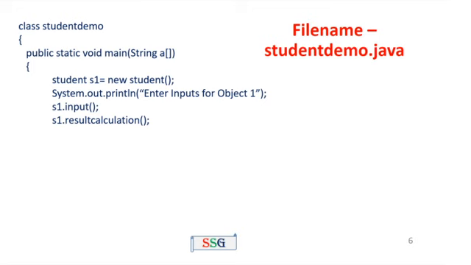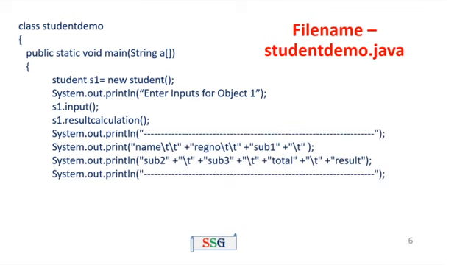The next, s1.resultCalculation. S1.resultCalculation means control transfers to the result calculation method and finds the total and result value. The next one, here the System.out.println, I am putting one hyphen symbol. That means I want to display the output in table format. So in the table format, the first row represents the header for all the columns. The second row represents the values. So like that we have to display the output.